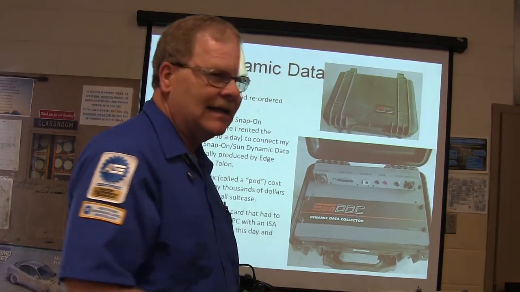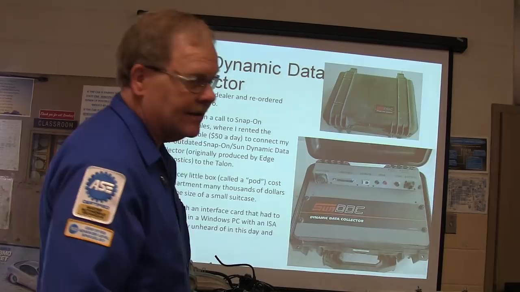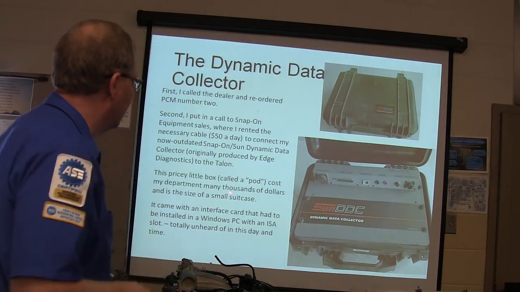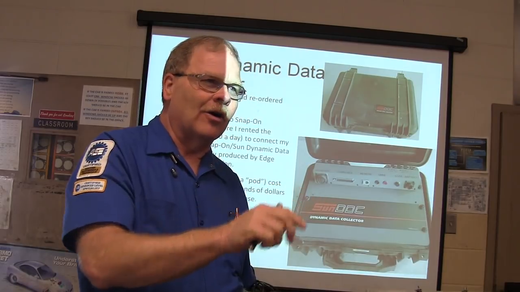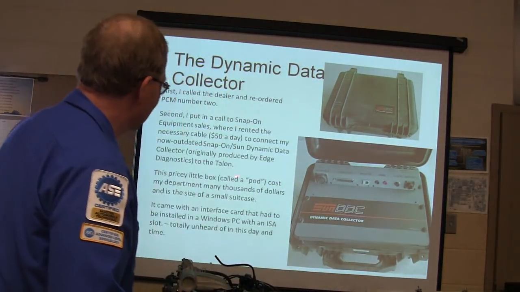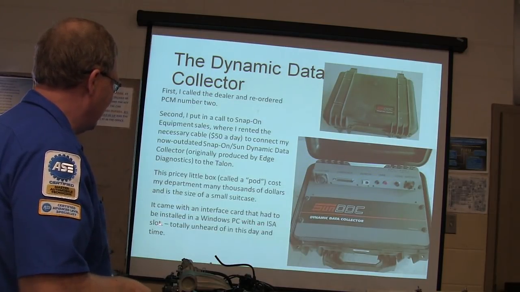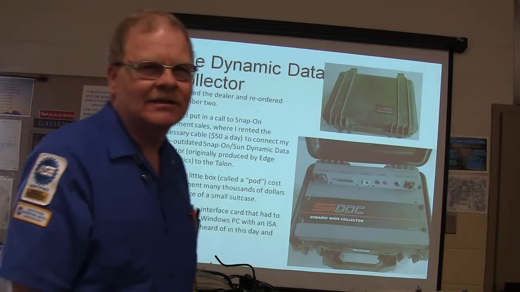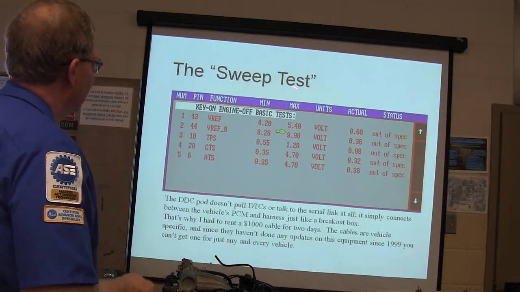They quit updating it in 1999. It was a really good machine. $9,000 I paid for some of the adapters. Anyway, it's like having a scope connected to just about every wire on the car, and all you've got to do is go to your screen and click it in there and get your patterns. Well, it came with an interface card that had to be installed on a Windows PC with an ISA slot, which hadn't been around since 2000. Come on, man. All right, so anyway, we did a sweep test.